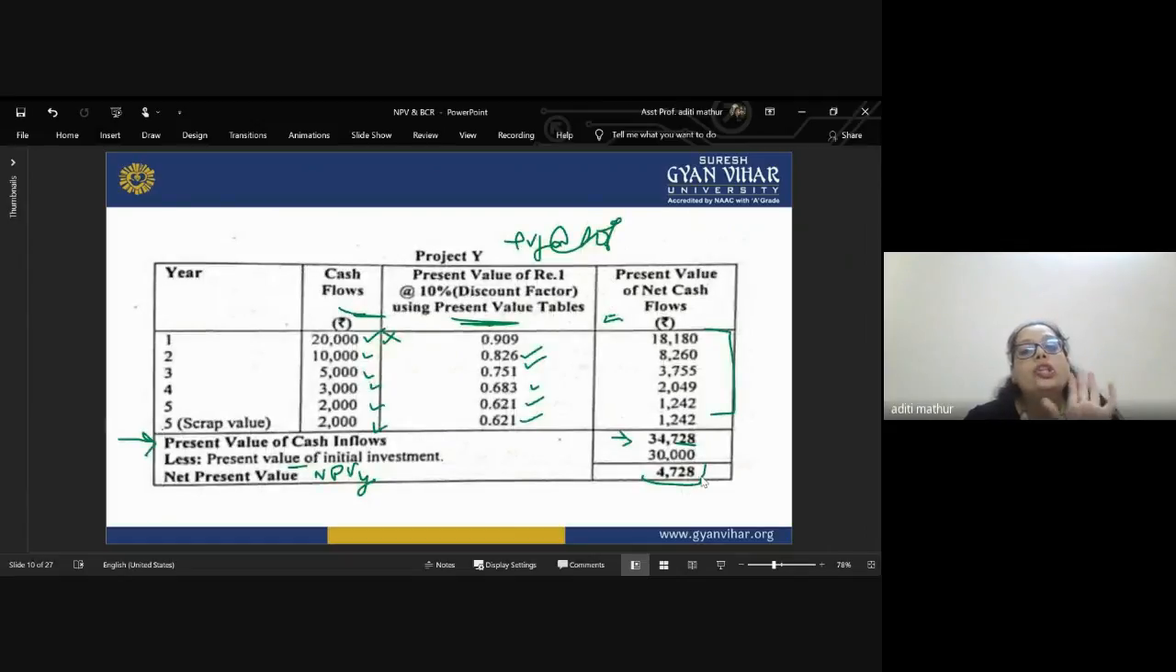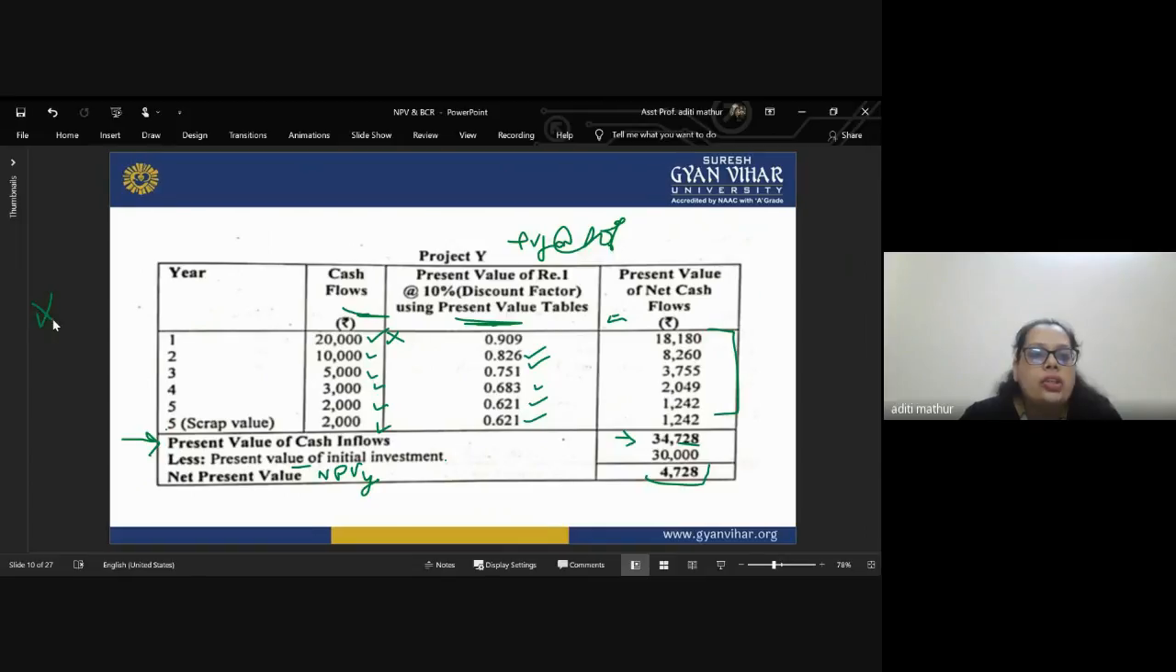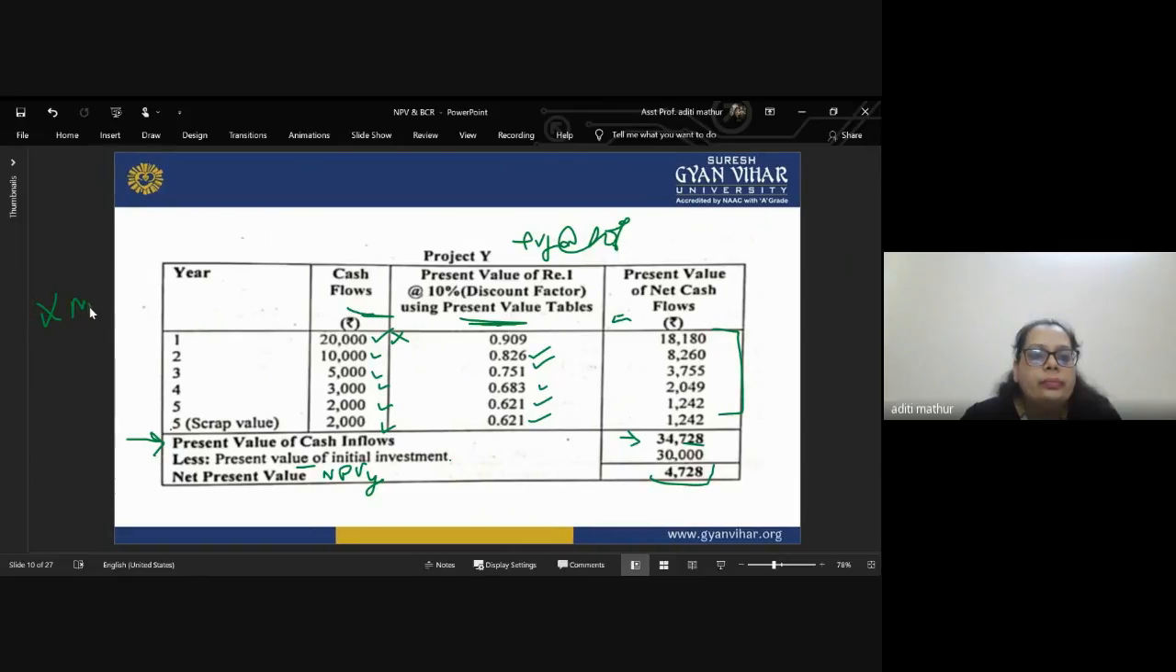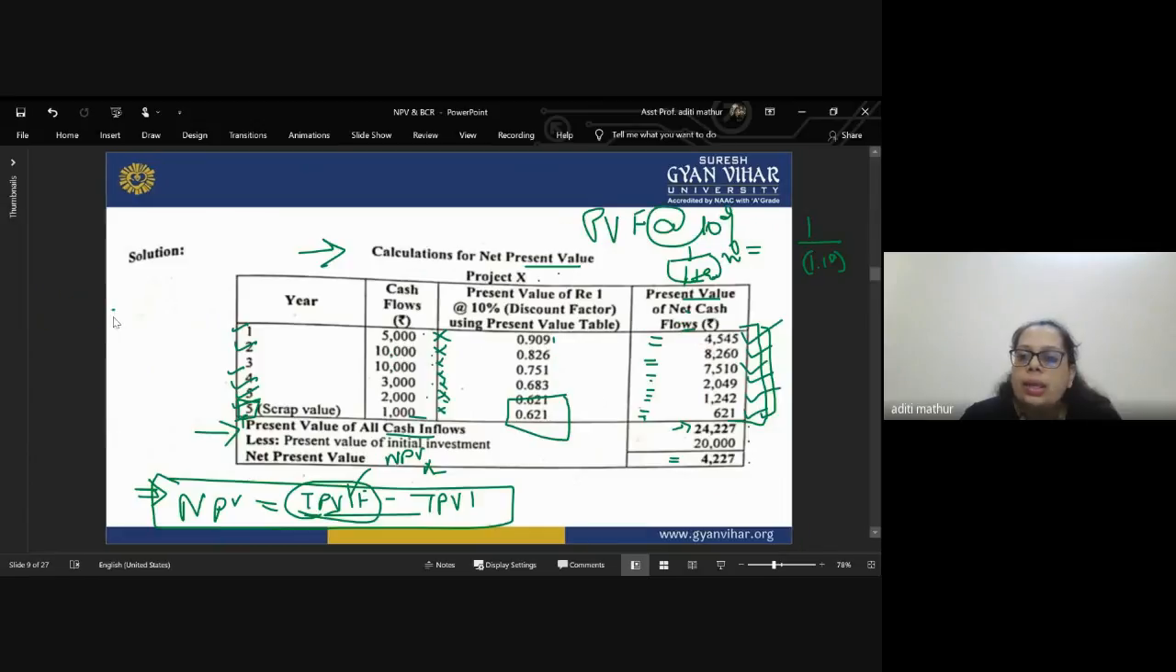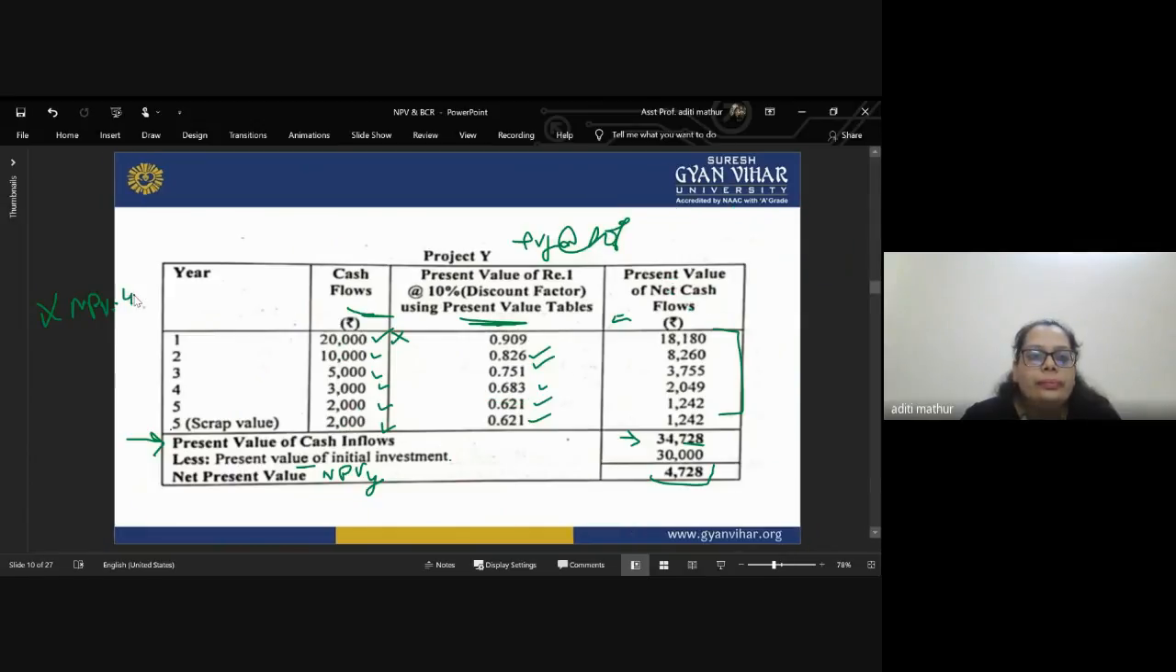Now a big question, ma'am. In the starting you said that the one with the negative result should be rejected, the project with the positive result should be accepted, and you should work on it. But in this question, both the projects are yielding the positive NPV. That means in your calculation of X, your NPV is coming 4227.